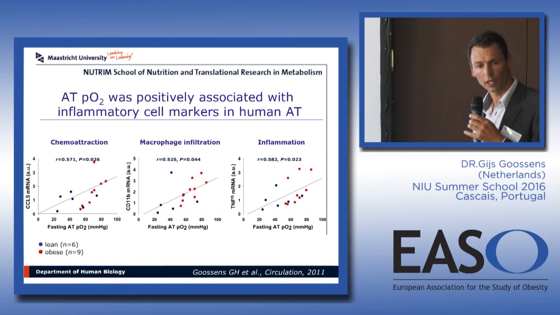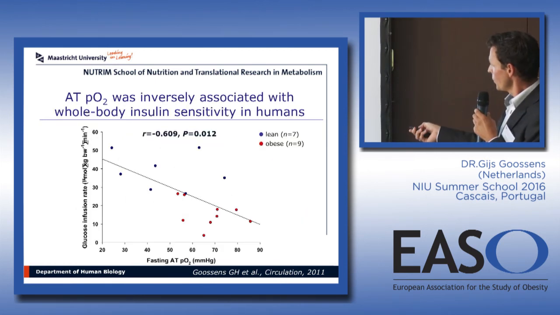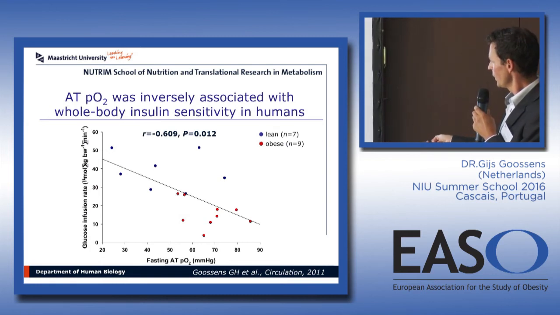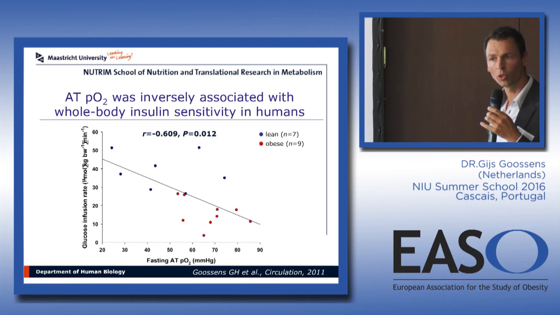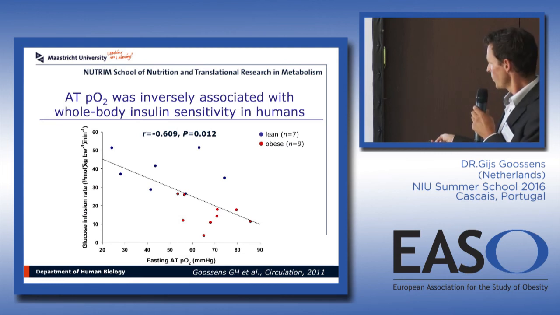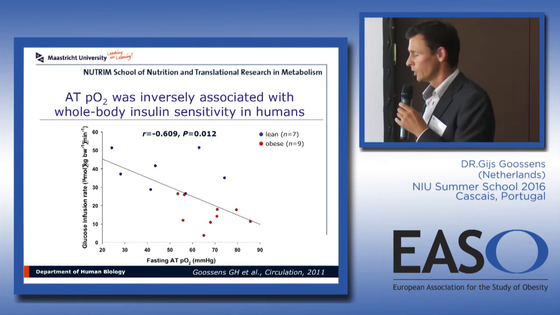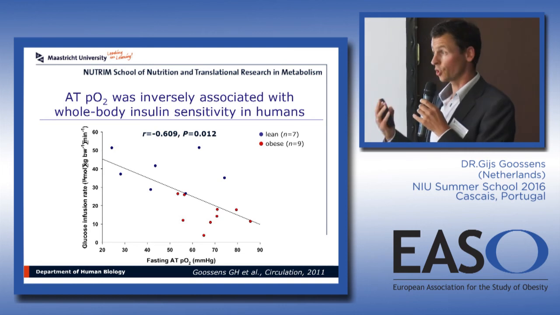Even more striking is the finding that we saw an inverse association between adipose tissue oxygen tension and insulin sensitivity at the whole body level. In other words, subjects with a higher oxygen tension, and those are the obese individuals, have a lower insulin sensitivity. So we wanted to follow up on this because this is just cross-sectional data.